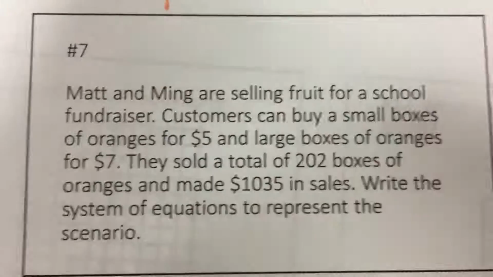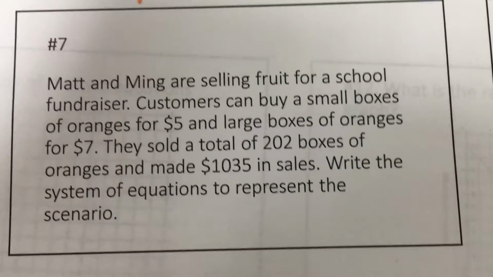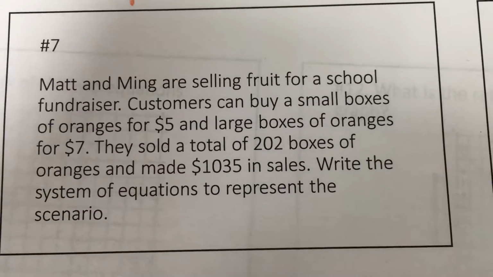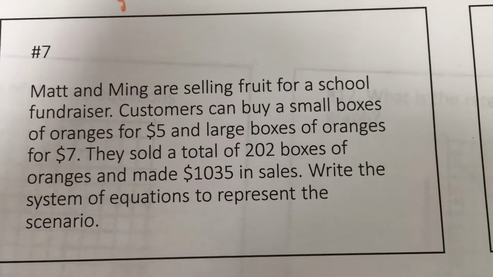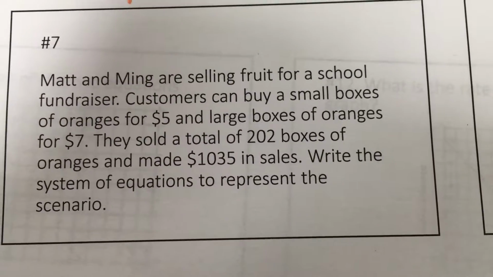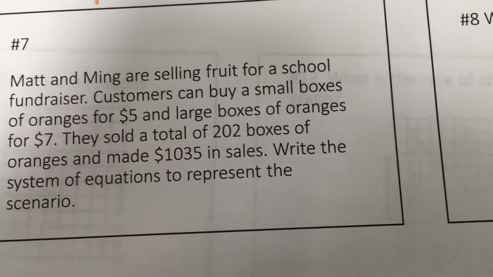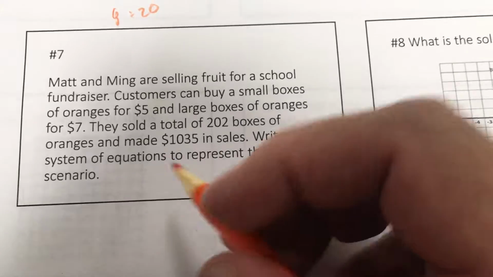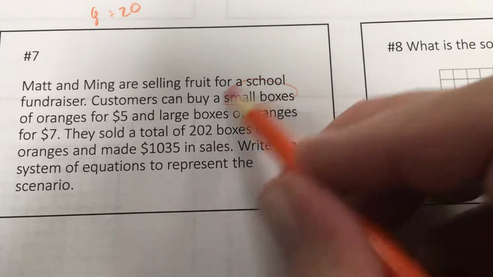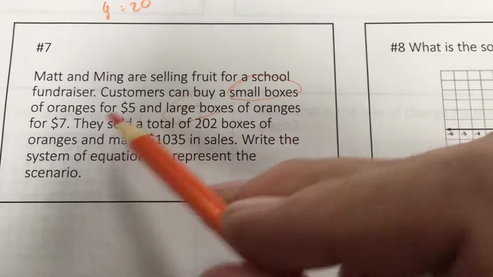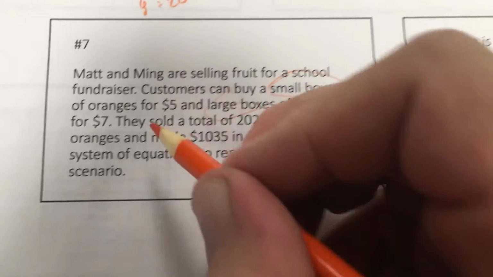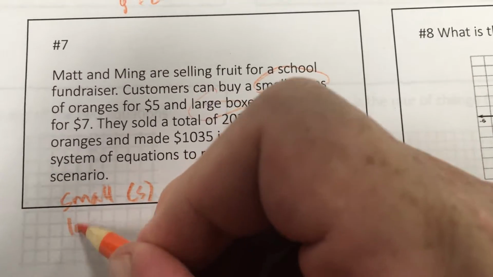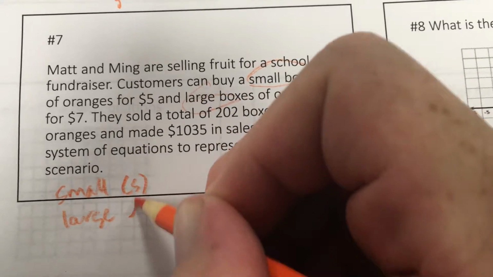Number 7. Matt and Ming are selling fruit for a school fundraiser. Customers can buy a small box of oranges for $5 and a large box of oranges for $7. They sold a total of 202 boxes of oranges and made $1,035. Let's write a system of equations for this. So the 2 variables, we need to identify the 2 variables. The 2 different things that are happening are small boxes and large boxes. In each scenario, they're selling these things. So I'm gonna make the small ones S and the large ones L.